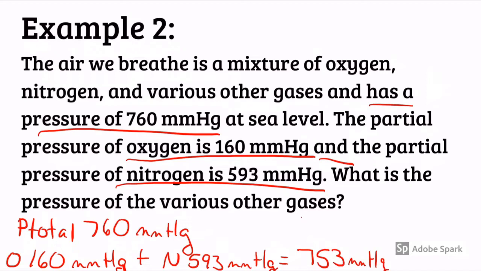Okay, so we're going to take our total pressure, 760, minus the oxygen and nitrogen together, to find that our various other gases have a pressure of 7 millimeters of mercury. So our missing piece was 7 millimeters of mercury.